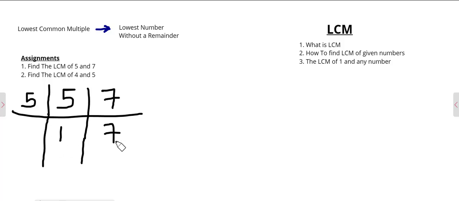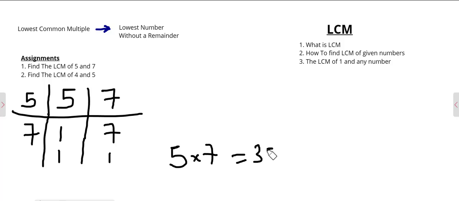So next we divide 7. So we'll come here and say 7 dividing 1 will be a fraction, so we have 1 here, and 7 divided by 7 is going to give us 1. So we have 5 times 7, and that gives us 35. So that is the LCM of 5 and 7. So if you got 35, kudos, you got the answer correctly.